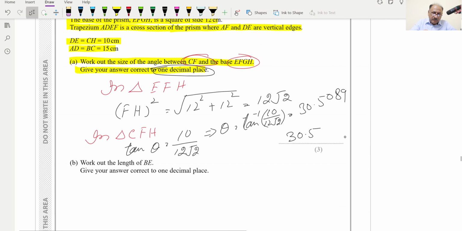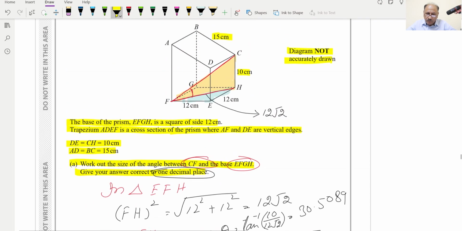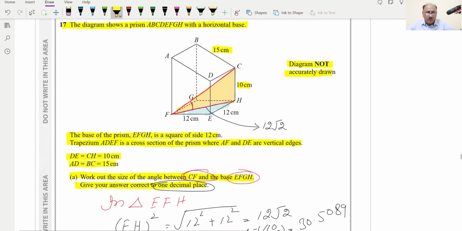Hopefully you understood this. Now the next thing they're saying, work out the length of BE. Give your answer correct to one decimal place. So BE is required. Now we will have to understand where is BE, and for BE we will be drawing BE. We can join E with B, and this is basically the line. I'm just thickening this line so that you can understand. So this is the line which is required. This BE is required, length of this line is required.